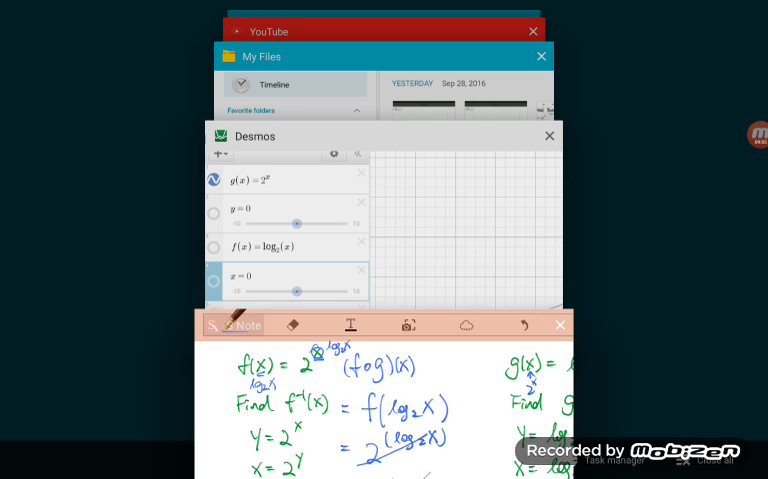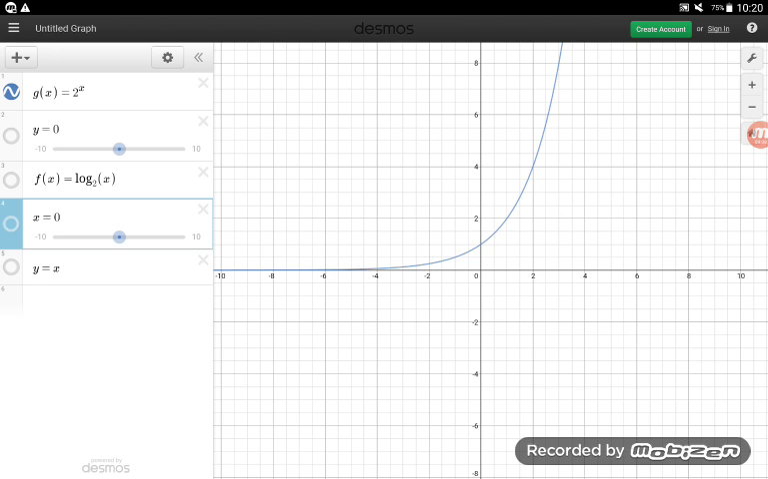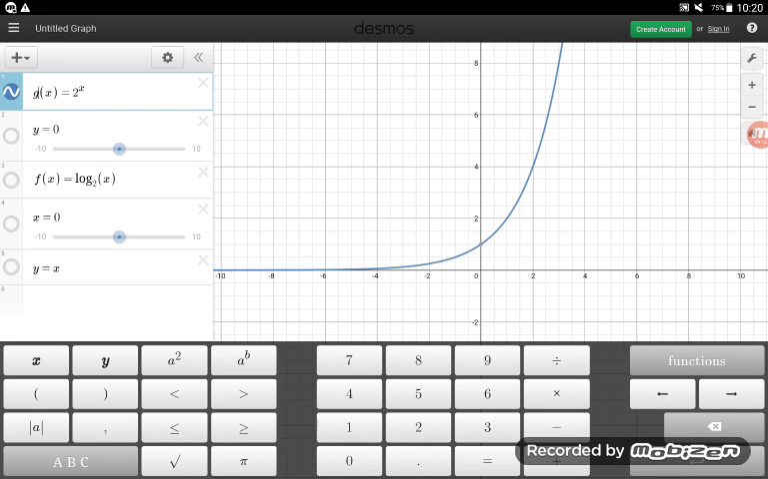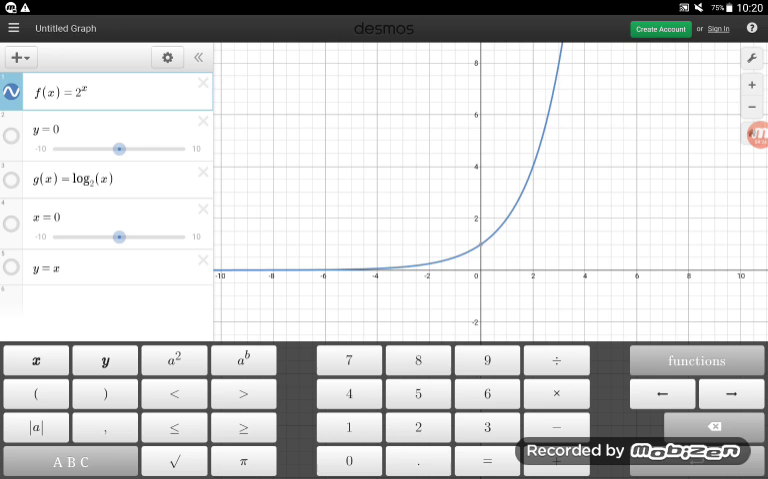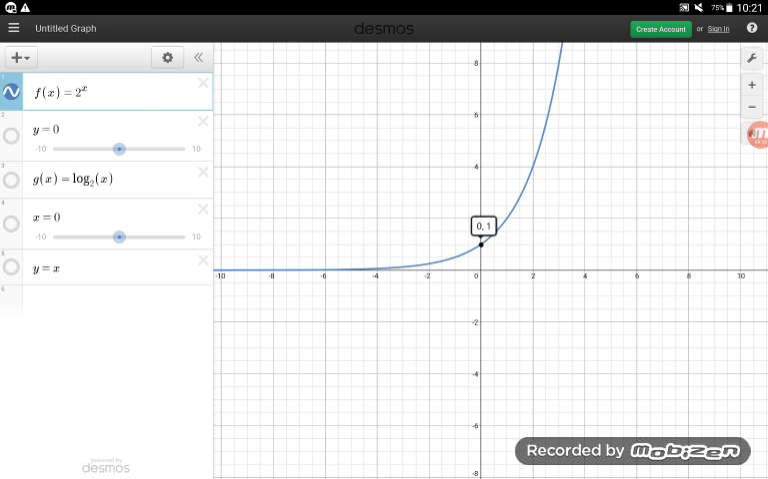So I'm going to bring up my graph. Here I already have my g of x is equal to 2 to the power of x. Actually, I should change that to f. Change that to g. Okay, sorry about that. Now, my f of x is 2 to the power of x. So you can see that I have a special point, the point (0, 1). When my x is equal to 0, my y is 1. This should not be the first time we've seen this graph.